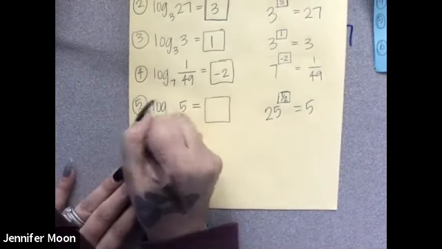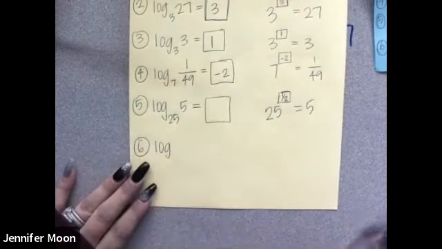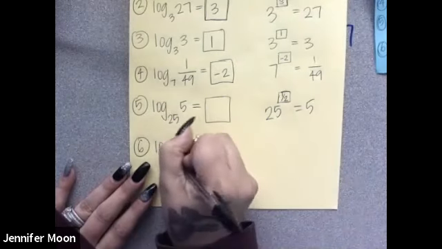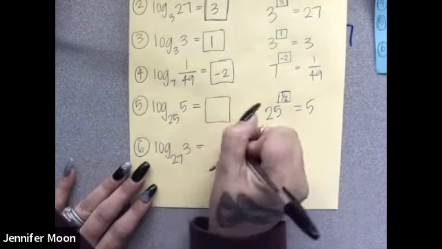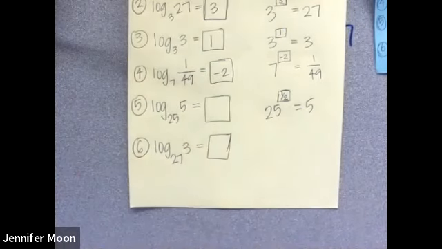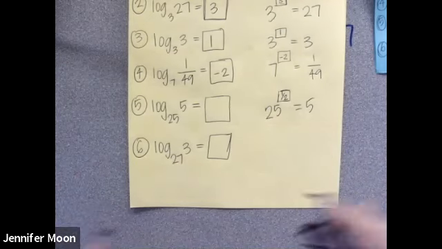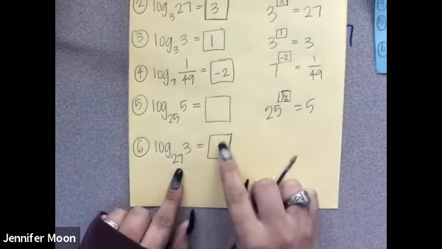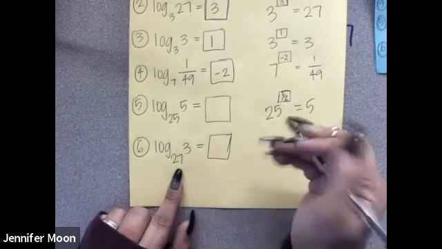Let's do this one so you can see. How did I write it? Log base 27 of 3 equals what? So this is saying 27 raised to what power gives me 3?